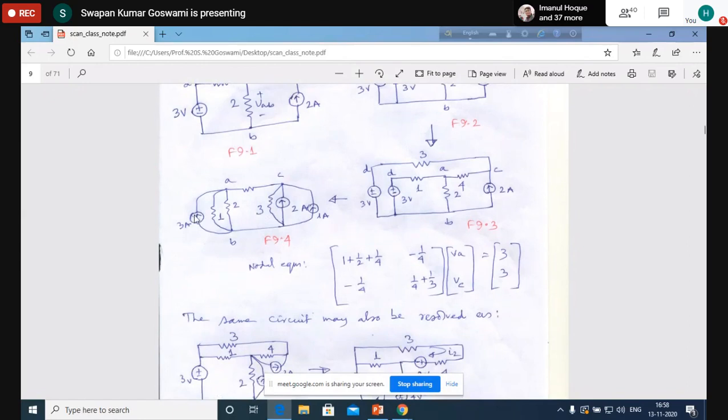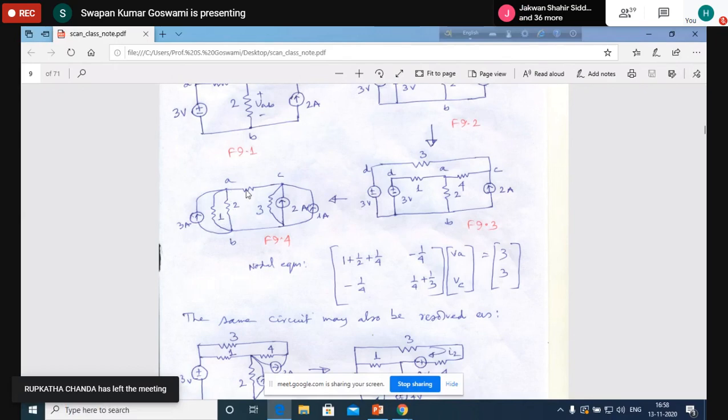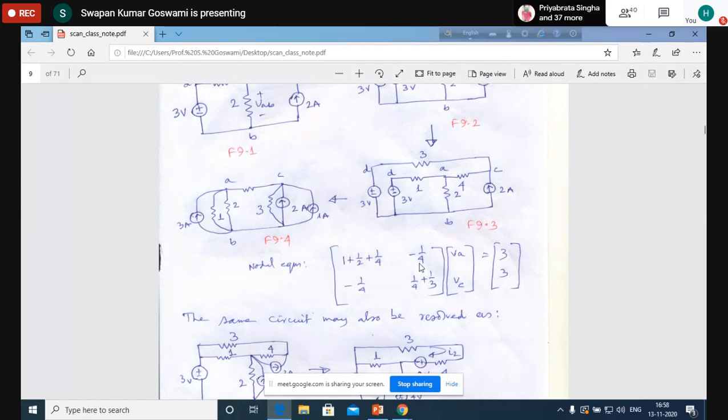For this network, now you can write the nodal equation. If you write the nodal equation, what will be the self admittance of this node? It will be 1 plus half plus 4, since between A and C this is 4 ohm. Actually, that was a mistake that I have not written it here. So minus 1/4 will be the mutual admittance. Between C and A, again it is minus 1/4.